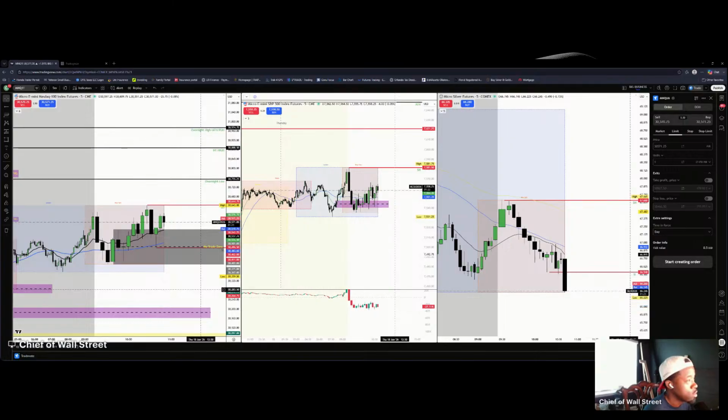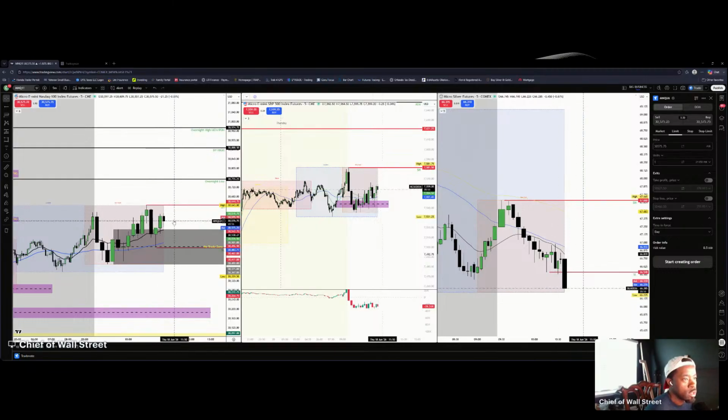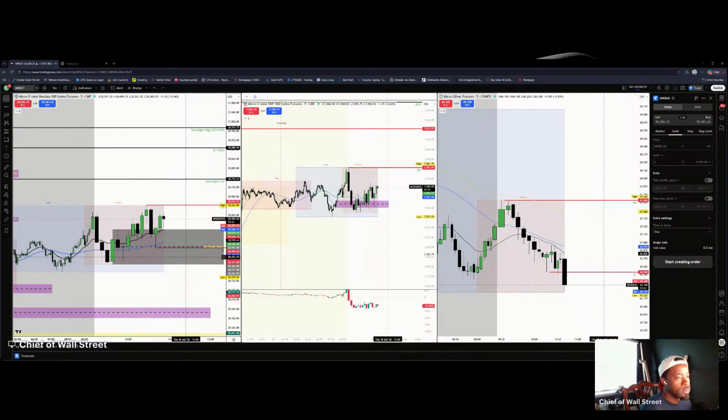Uptrend consists of higher highs, higher lows. Downtrend consists of lower lows, lower highs. And we got a lower high right here. Higher high, lower high. So it's trending this way, which is down, and not this way, which is up. We need to create a higher high for us to go this way. So just waiting. You gotta wait. We just gotta wait.